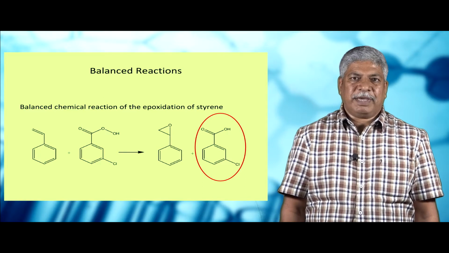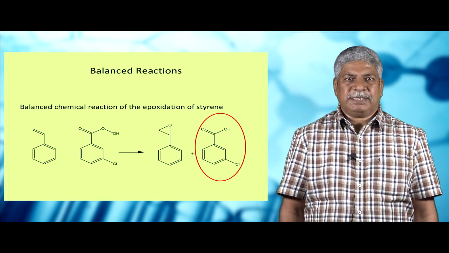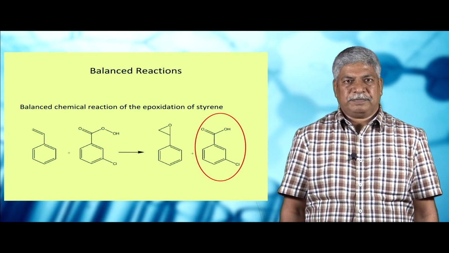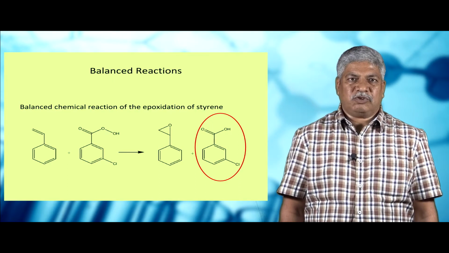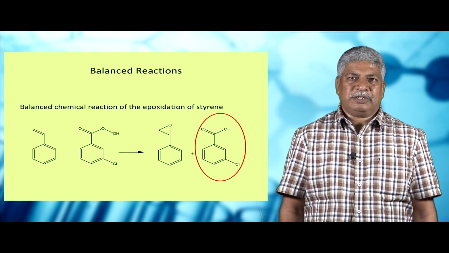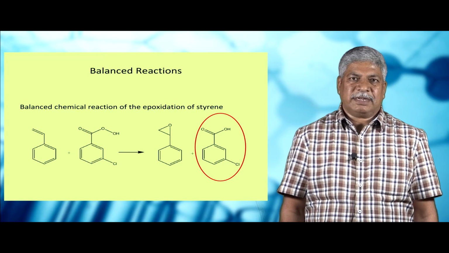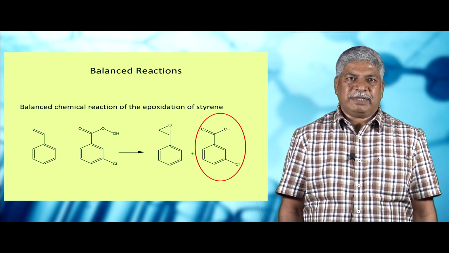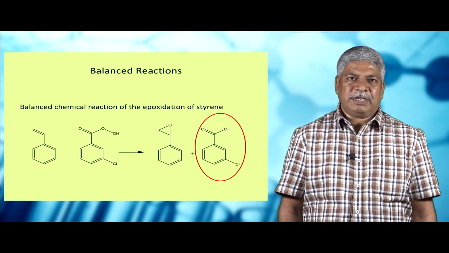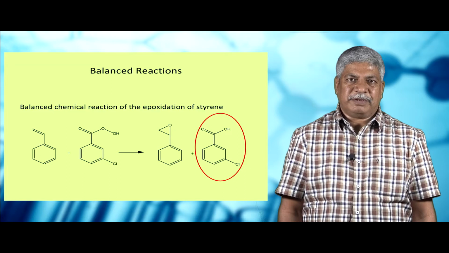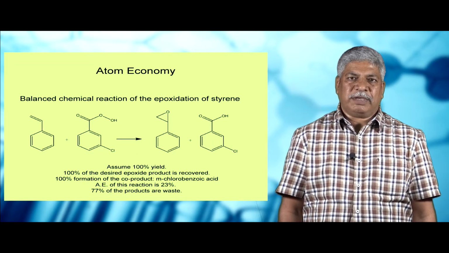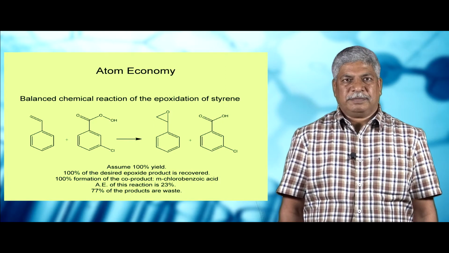Here the yield will be 100%. In this case we may not know what additional product is formed. If we see the stoichiometric equation, in addition to the styrene epoxide, metachlorobenzoic acid is the co-product. If we calculate the percentage yield, the yield for the epoxide will be 100%, and the percentage yield for the metachlorobenzoic acid is also 100%.